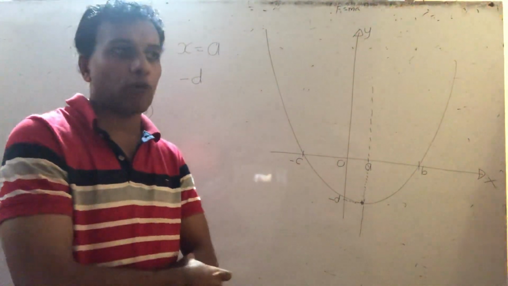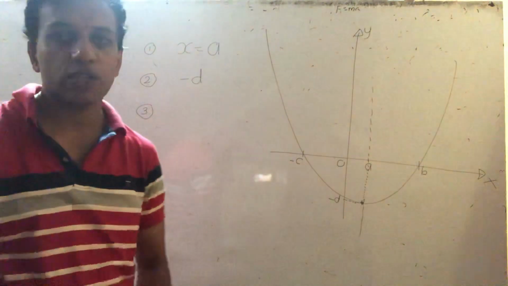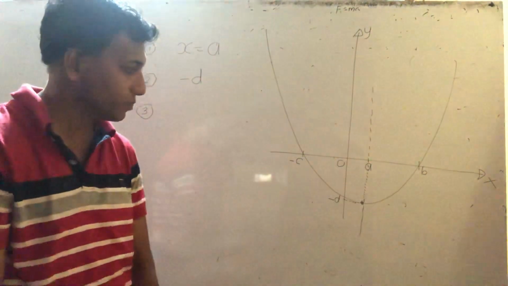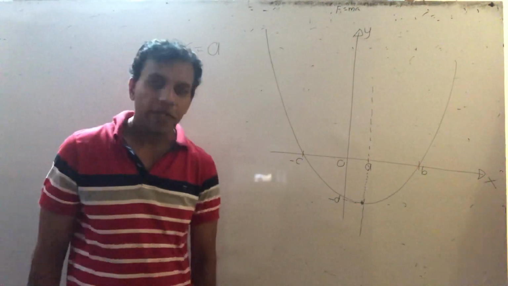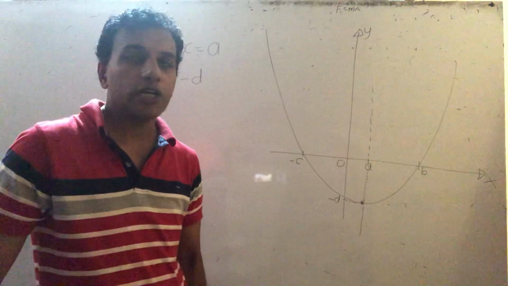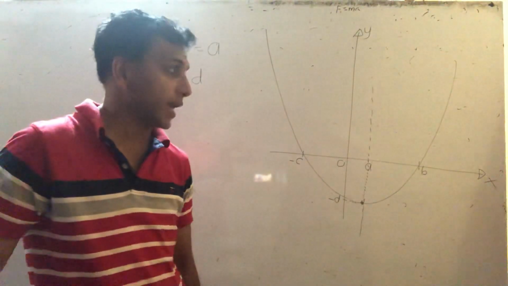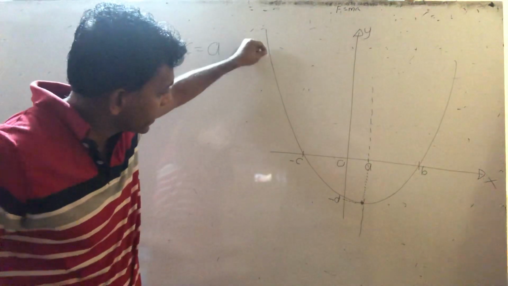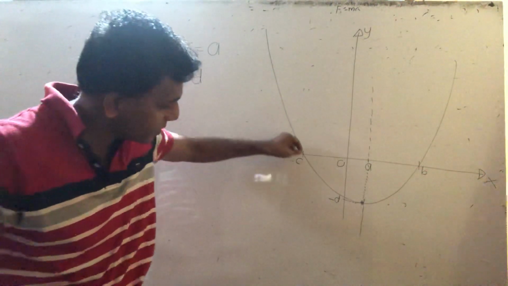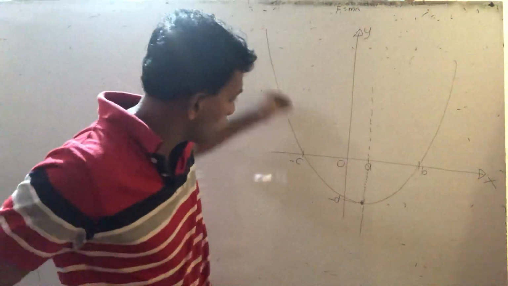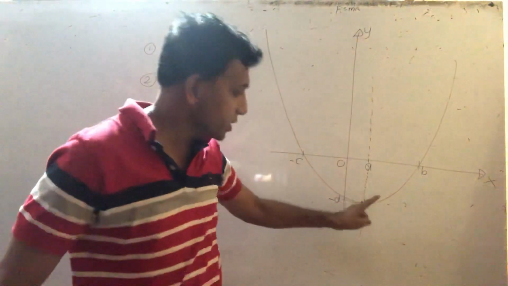Coordinates of the turning point. So what do you mean by that? What is the meaning of that question? Every parabolic curve has a turning point. See, here it comes like this, decreasing shape, and here it changes its shape. Here it comes down, here it goes up. This is called the turning point.